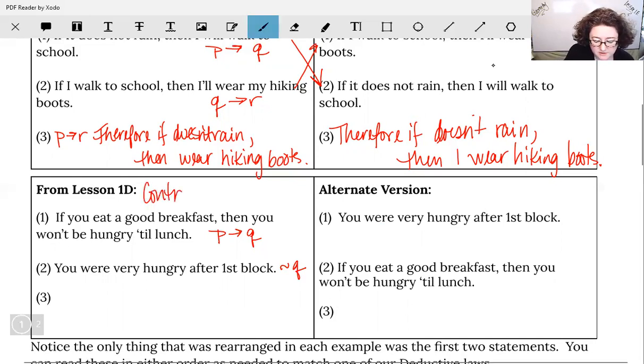So we can still make a valid conclusion on this. So our conclusion would be therefore not P, excuse me. So therefore not P. So to write this out, so therefore I didn't eat a good breakfast. I'm going to abbreviate a little bit. I didn't eat breakfast.